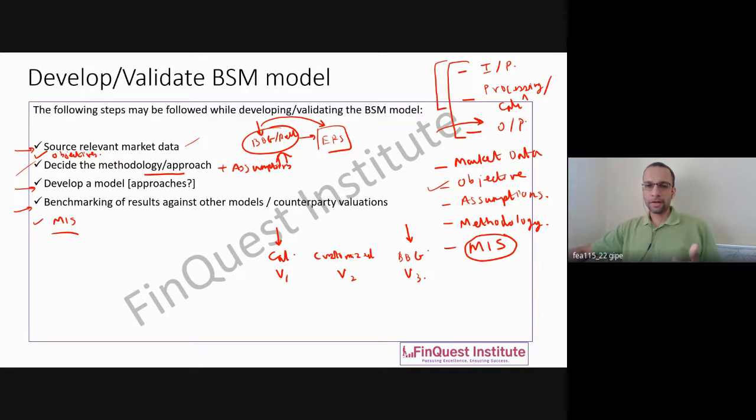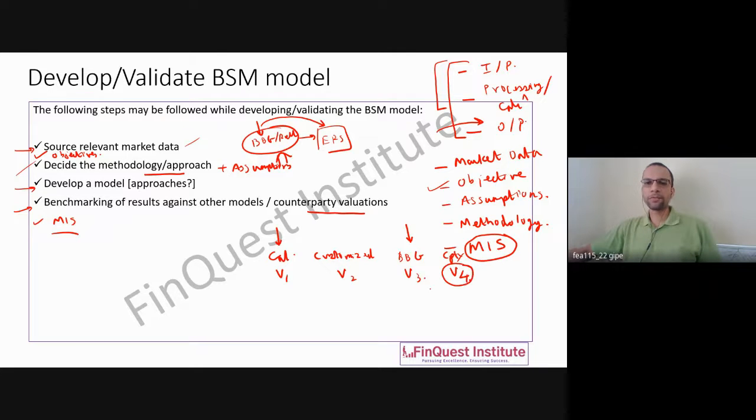Other than this, another approach could be having counterparty valuations also. What I could do is request my counterparty, saying that I have such and such a product, and of course now I will have entered into a contract with them. So I may request them to submit their valuation number. Let's say my counterparty gives me a value of V4. So that way I have another number to compare.